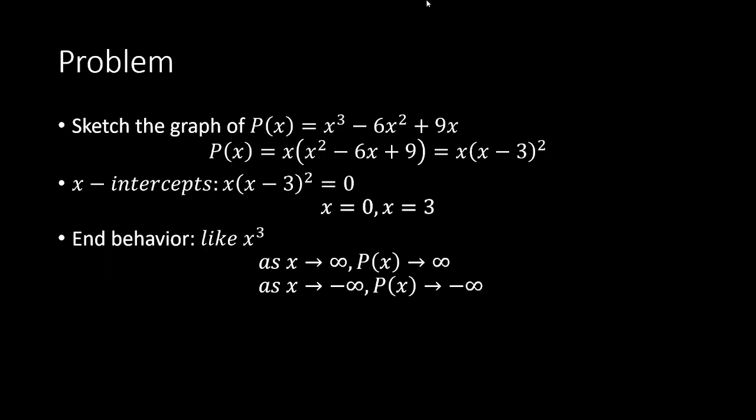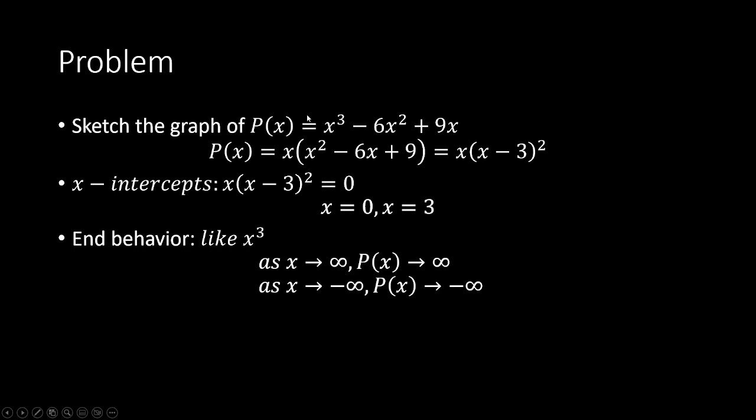So sketch the graph of x cubed minus 6x squared plus 9x. When I look at this, I could pull out an x and have x times (x squared minus 6x plus 9). Since this is in quadratic form, I could easily factor that out. I have x times (x minus 3) squared. Once it is in this form, I could find the zeros. If that equals 0, solve it. So x equals 0, x equals 3.